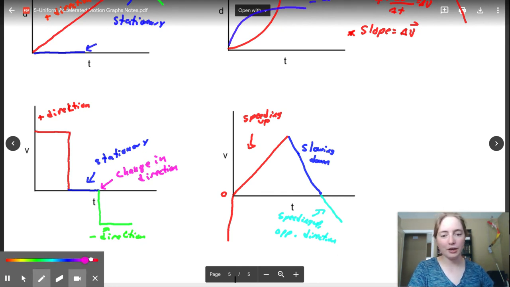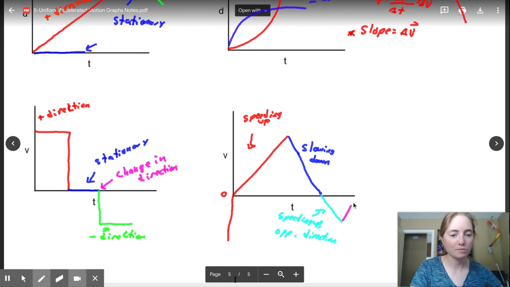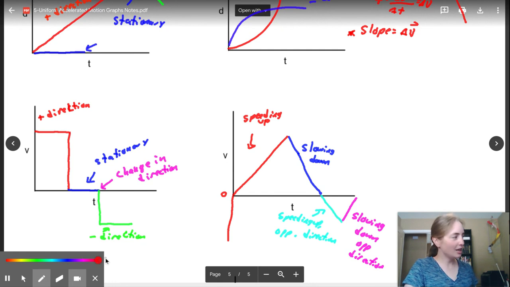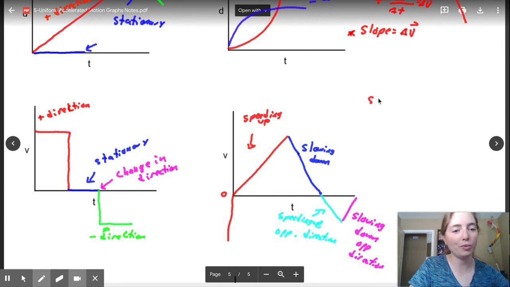I'm going to add a pink line. What is that pink line? Slowing down when you're going the opposite direction. Notice we're coming closer to zero. We're approaching zero here. So that is slowing down when you are going the opposite direction. So when you're going, say, west, if forward is east. Okay?